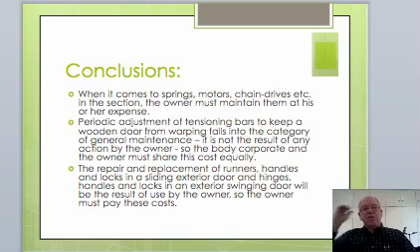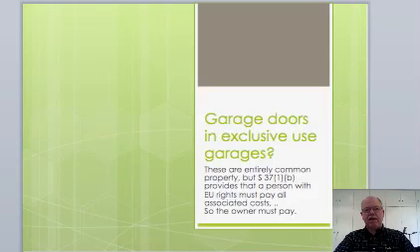What's our conclusion? When it comes to springs, motors, chain drives, etc., that are in the section, clearly the owner must maintain them at his or her expense. The periodic adjustment of tensioning bars to keep a wooden door from warping falls into the category of general maintenance. It's not the result of any action or abuse by the owner, so the body corporate and the owner must share this cost equally, because it applies to the whole door and they share its ownership. The repair and replacement of runners, hinges and locks in a sliding exterior door and locks in an exterior swinging door will be the result of use by the owner, so the owner must pay those costs.